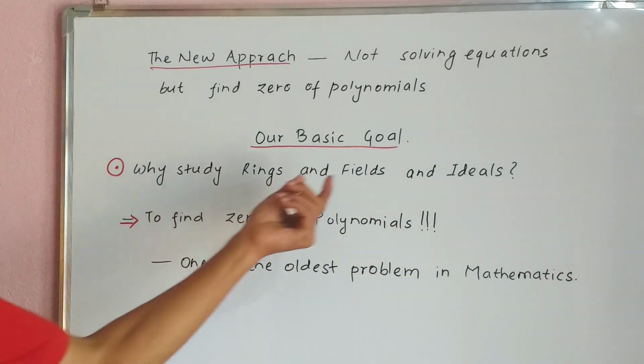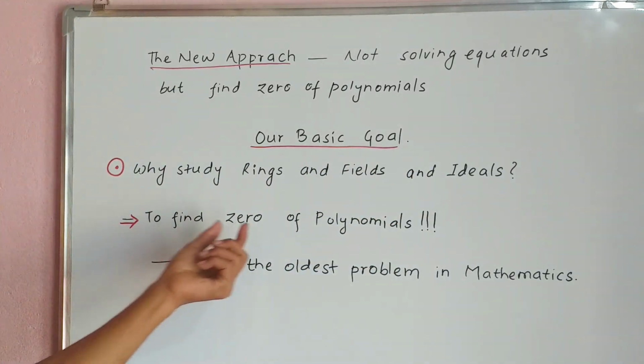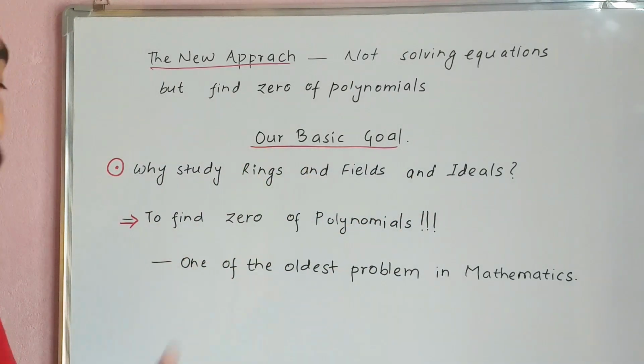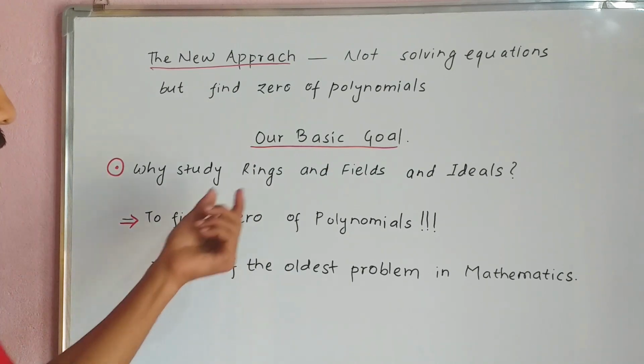So why study rings, fields and ideals? To find the zeros of polynomials. This is our basic goal and this is the purpose of studying rings, fields and ideals.